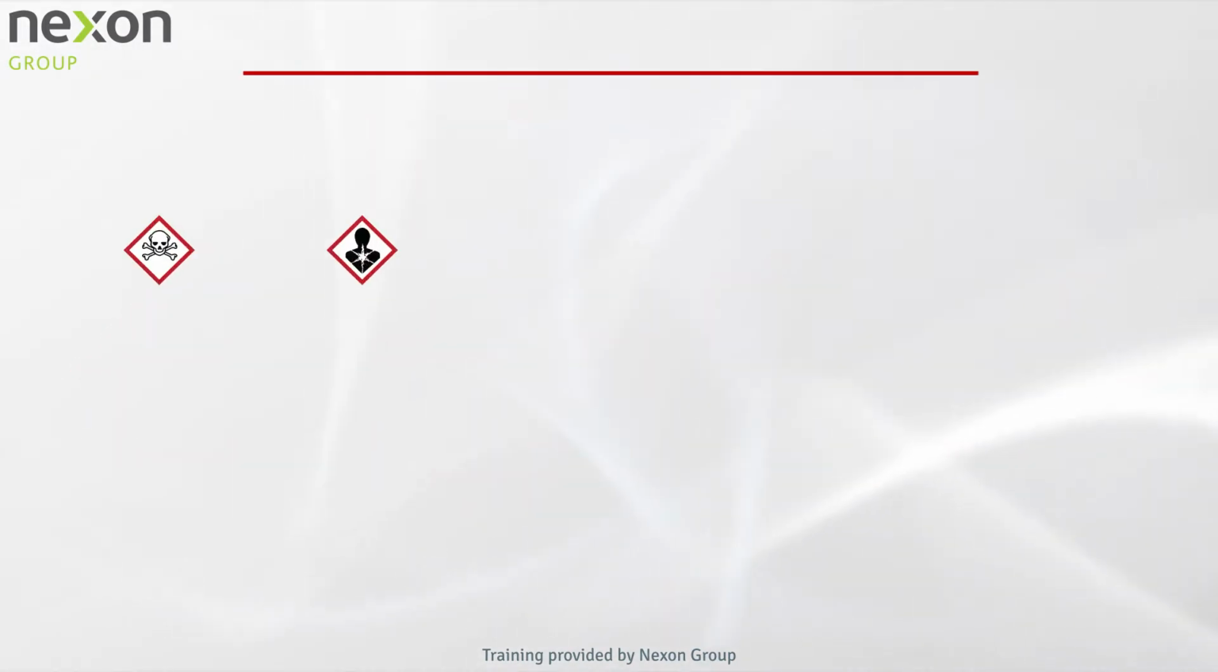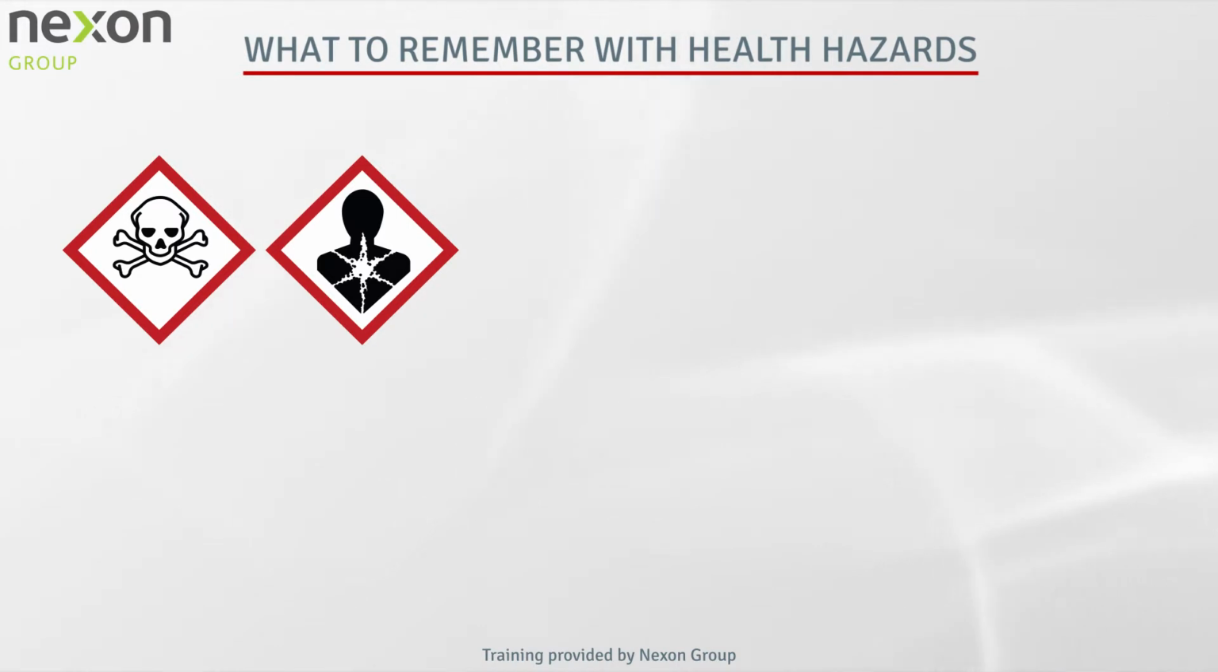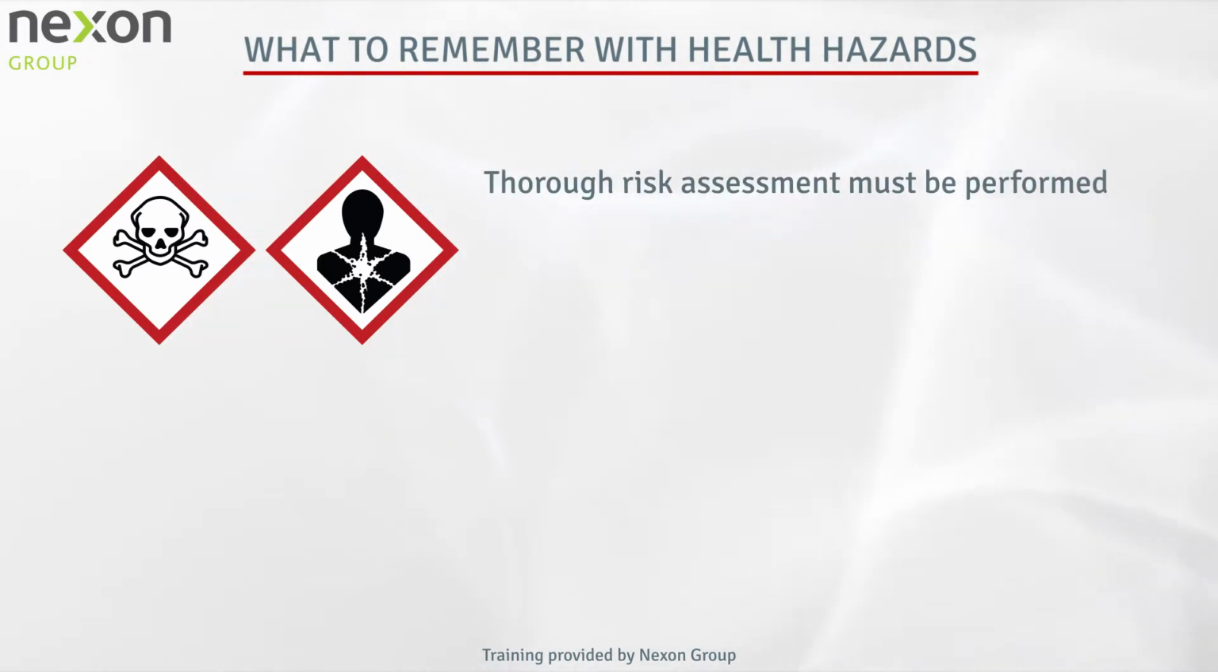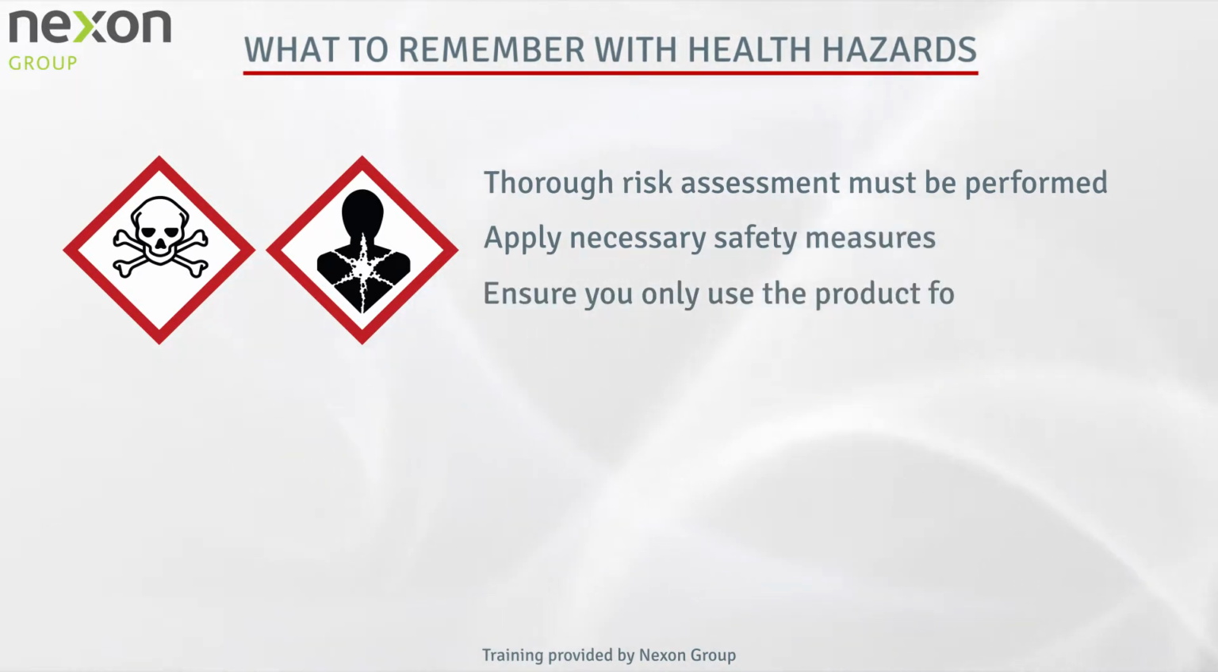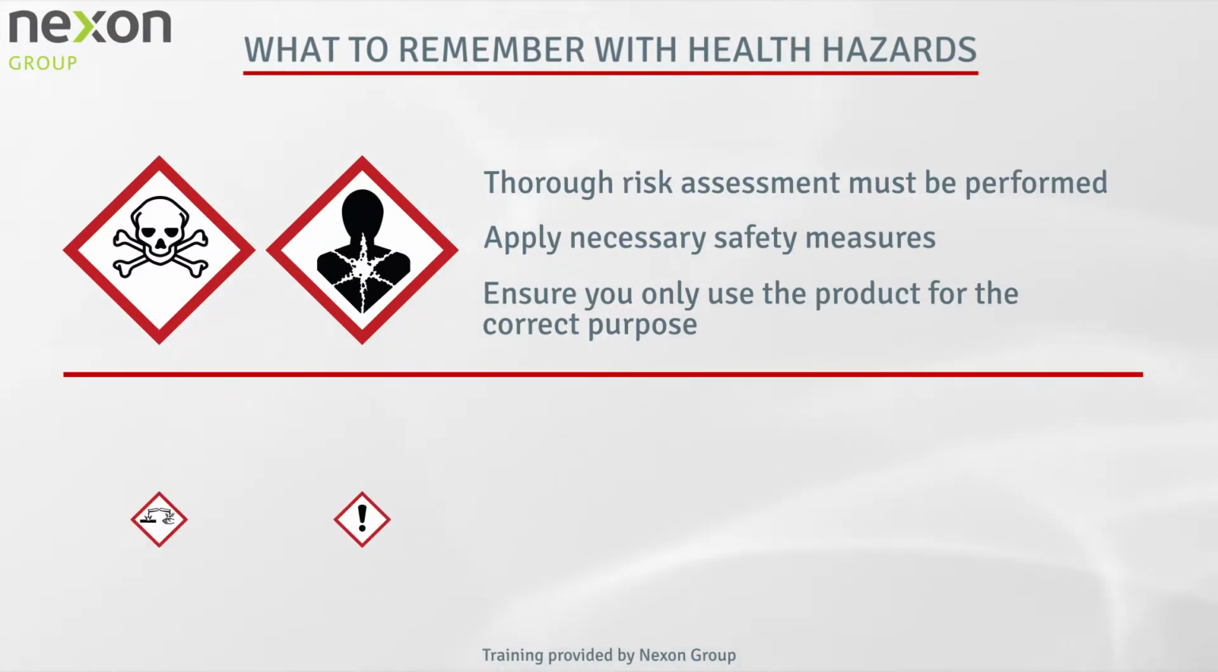What do you need to remember with health hazards? If a product has a pictogram related to a serious health hazard or acute toxicity, you must ensure a thorough workplace risk assessment is performed. You must apply the necessary safety measures and ensure you only use the product as indicated on the bottle. For example, if a product is to be used as a diluted mixture in a bucket, you must not use the product for spraying onto surfaces.